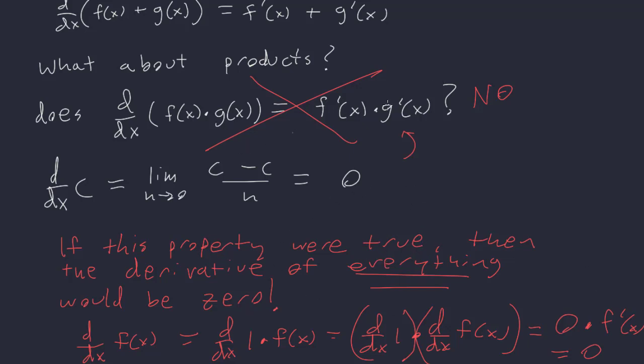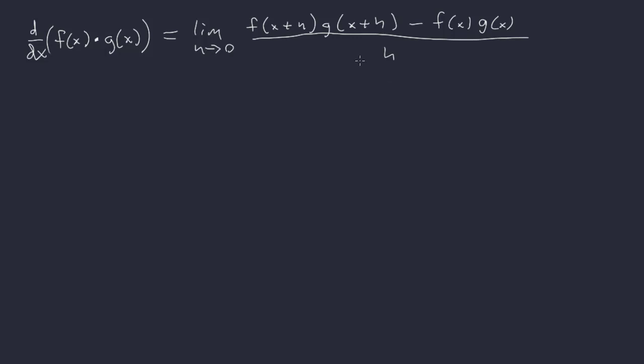But yeah, no, unfortunately this is not true. And here's why. When we try to set up the limit definition of a product, unlike with the sum, we don't have a nice way to break these apart. Because I'll have f of x plus h times g of x plus h minus f of x times g of x, all over h. So unlike with the sum, where we could group the f's and the g's together and just split it apart, we don't have that now because they're intertwined.